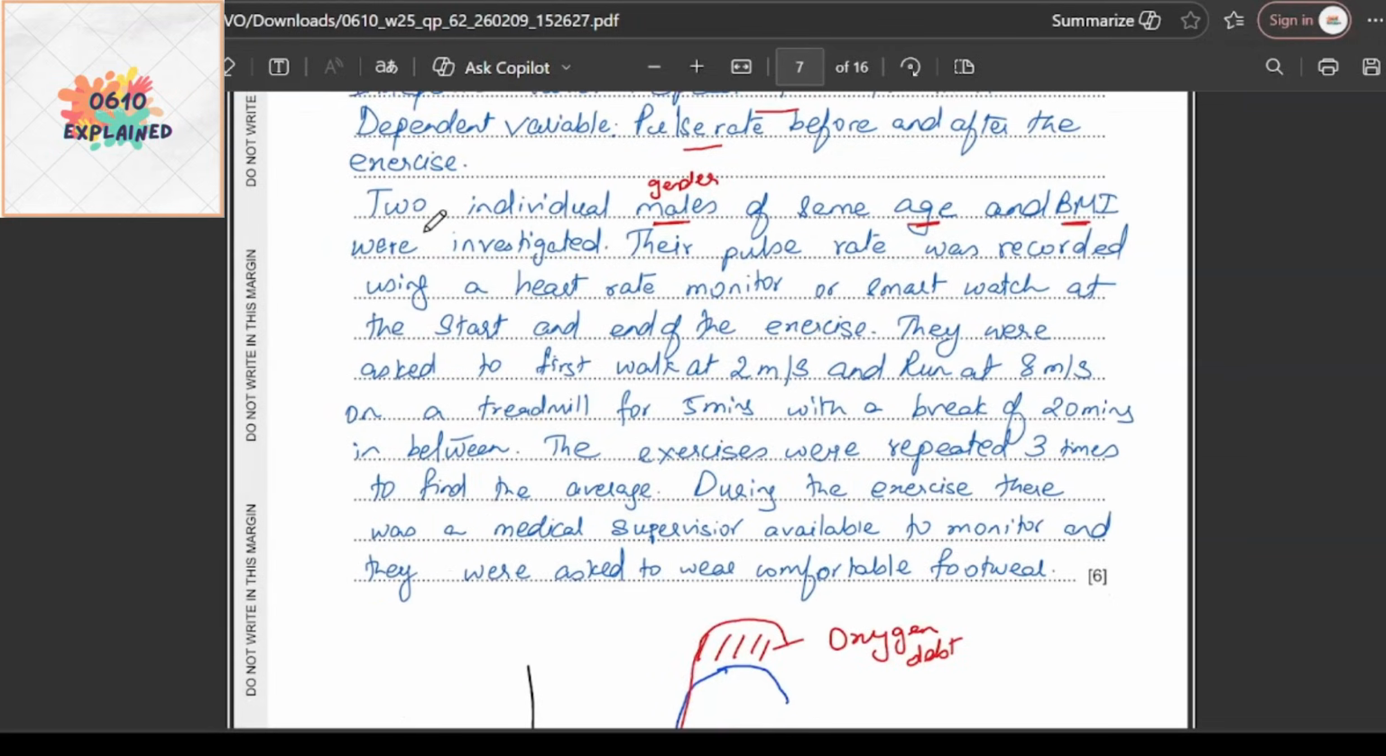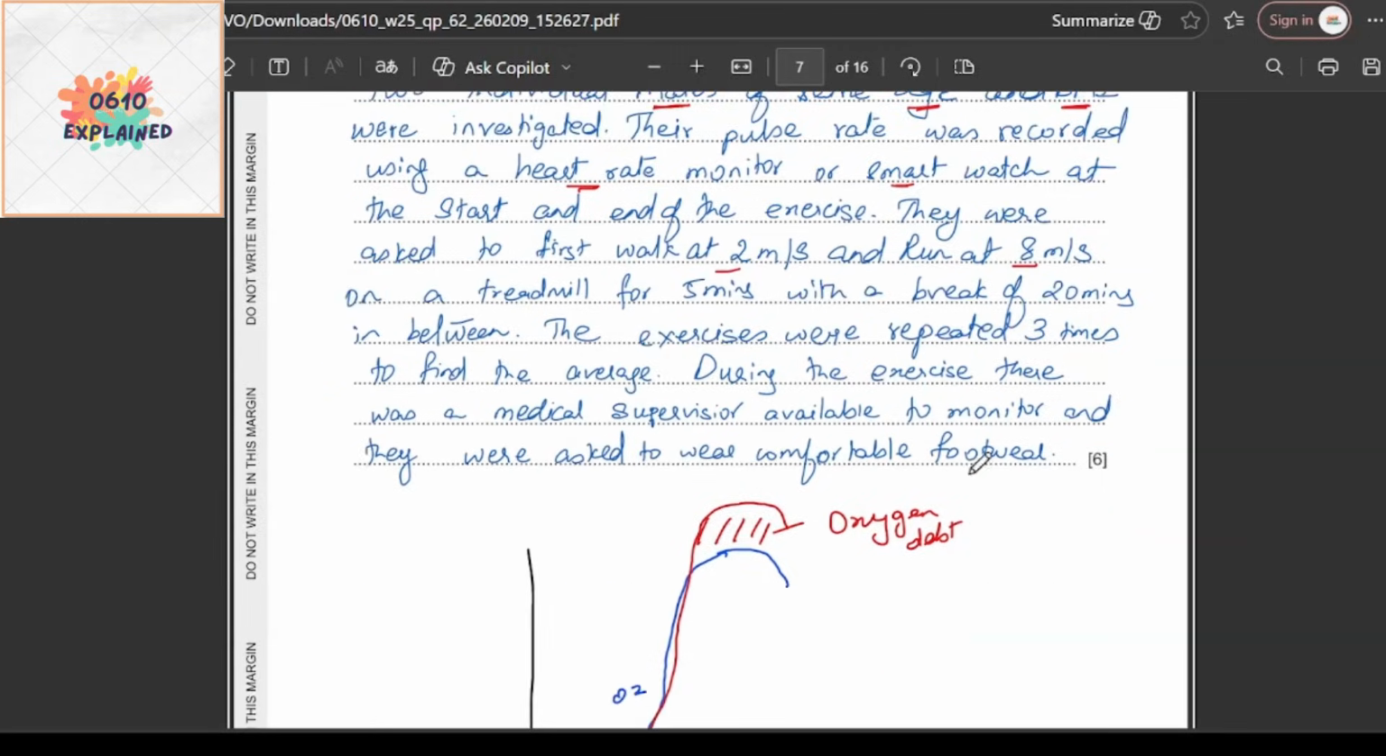Their pulse rate was recorded using a heart rate monitor or a smartwatch at the start and the end of the exercise. They were asked to first walk at 2 meters per second and then run at 8 meters per second on a treadmill for 5 minutes with a break of 20 minutes in between. That 20 minutes is important because we need to bring the heart rate back to the normal pulse rate and then start with the next exercise. The exercises were repeated 3 times to find the average.